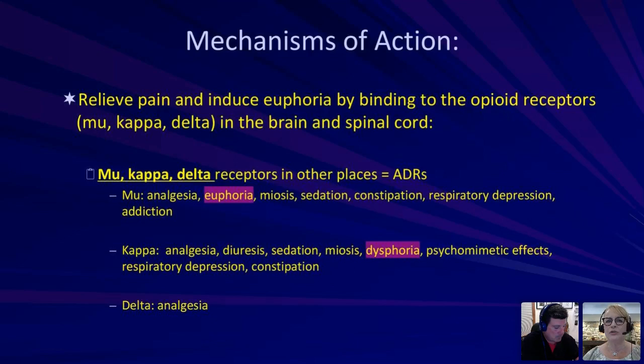Our kappa receptors, when the opioids plug into those, you get analgesia, diuresis, sedation, miosis, dysphoria, psychomimetic effects, respiratory depression, and constipation. So a lot of similarities, but a few differences as well. If a patient has more kappa receptors and they take an opioid, they may have that dysphoric or psychomimetic effect where it's a terrifying experience. It gives them nightmares. And usually those patients are less likely to have an addiction issue because they don't want to be terrified all the time. And then our delta receptors give us the analgesia as well.